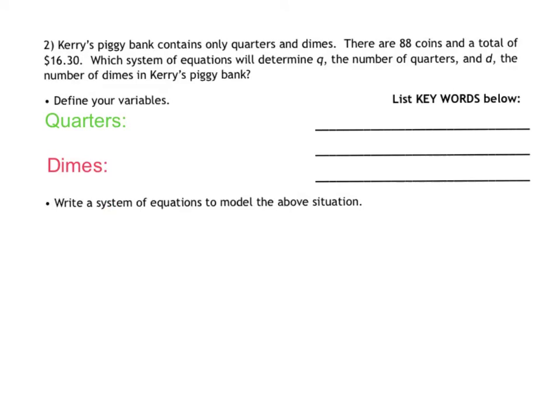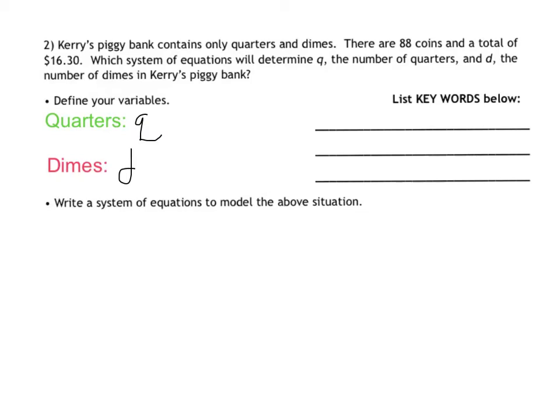Number 2, Carrie's piggy bank contains only quarters and dimes. There are 88 coins and a total of $16.30. Which system of equations will determine Q, the number of quarters, and D, the number of dimes in Carrie's piggy bank? Well, the nice thing about this problem is they specifically told us what letters to use. They said to use quarters for Q and dimes as the letter D.